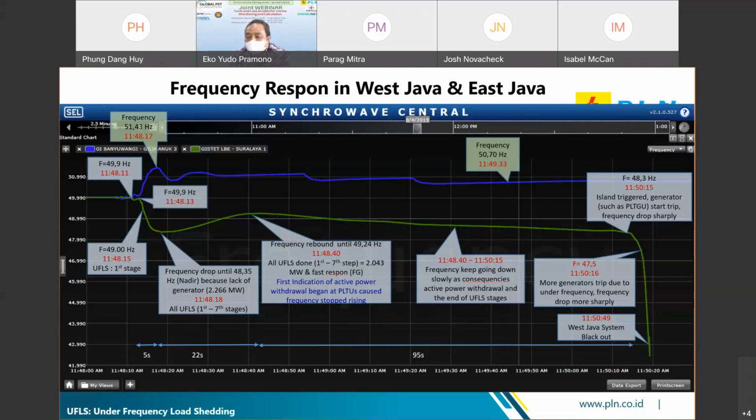And how about the blue one, the east system and the central, that already lost load until 2000 megawatt? The frequency increased until 51.4 hertz and went down again because some generation already tripped. So the system is going to stable. That is our problem in the west side. Okay, next.